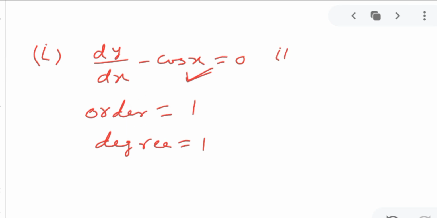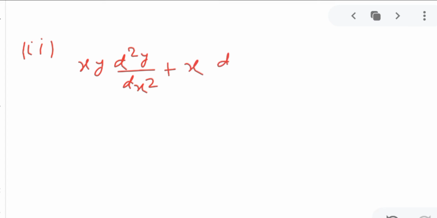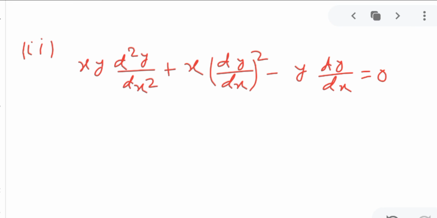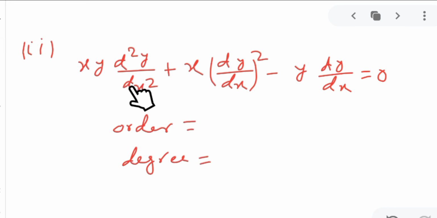Then the second question, I will erase this and write it. Second question: xy d2y upon dx square plus x dy upon dx whole square minus y dy upon dx is equal to 0. You have to tell the order and degree. A question can ask order or degree, or they can ask both. So we have to practice for order and degree both.